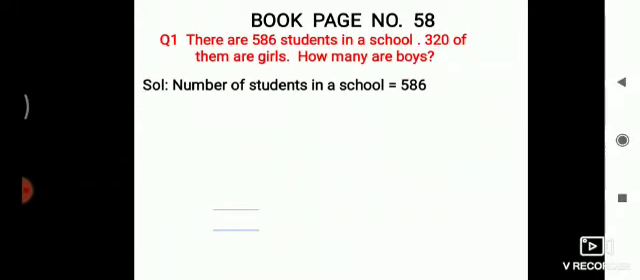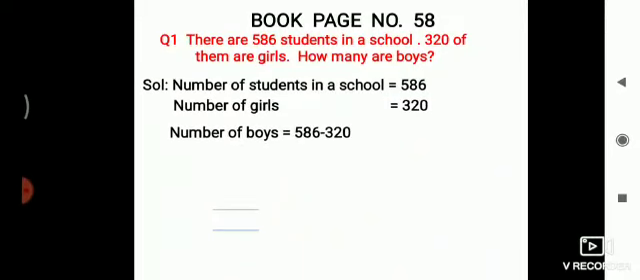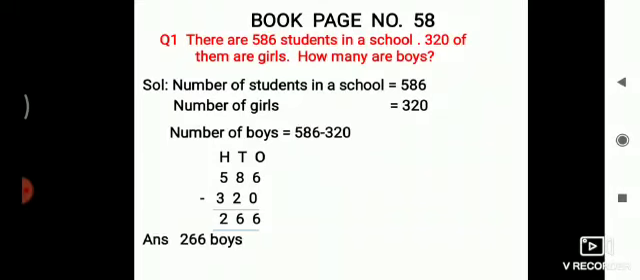Number of students in a school is equal to 586. Number of girls is equal to 320. Number of boys is equal to 586 minus 320. Now, we will subtract 320 from 586. 6 minus 0 is 6. 8 minus 2 is 6. And 5 minus 3 is equal to 2. So, the answer is 266 boys.